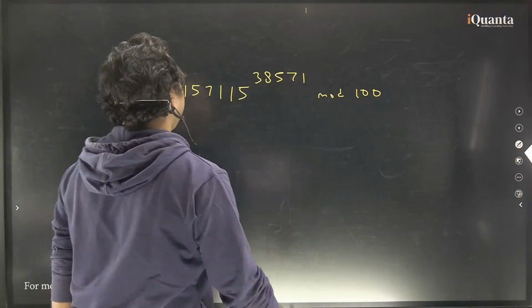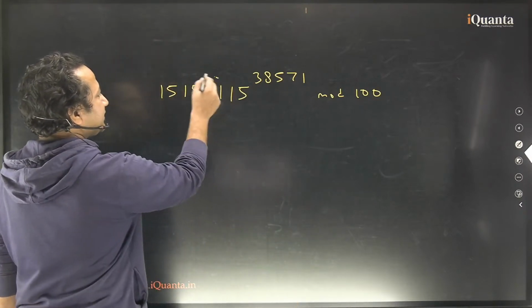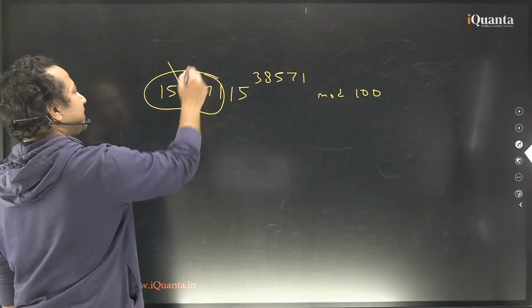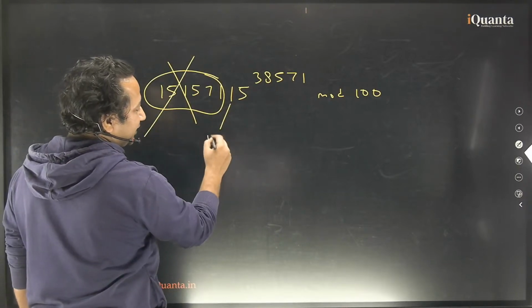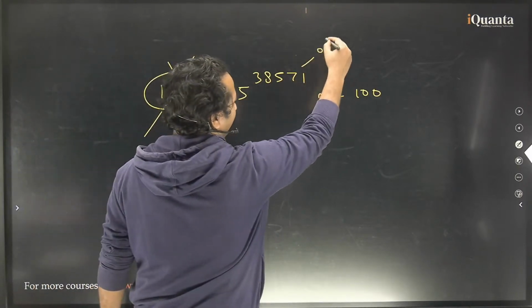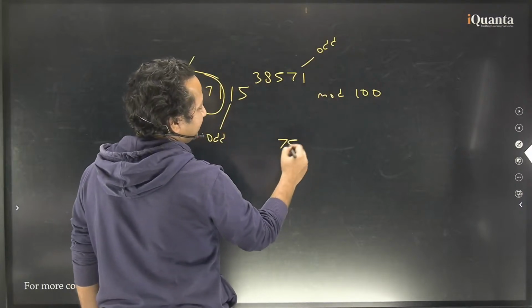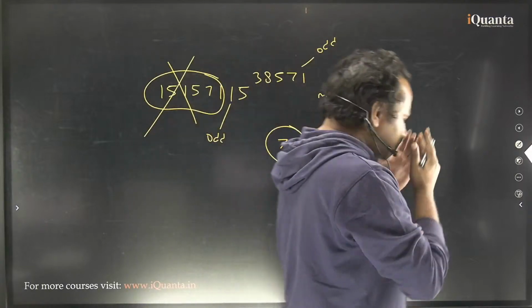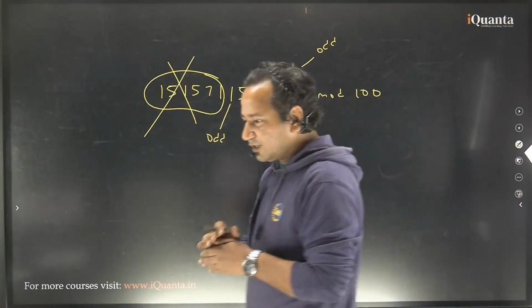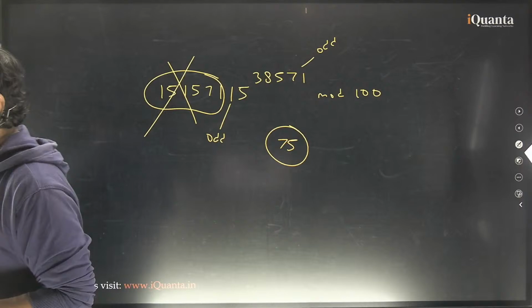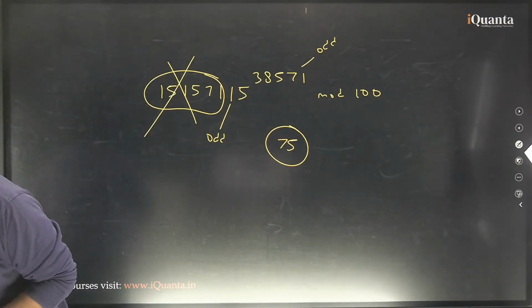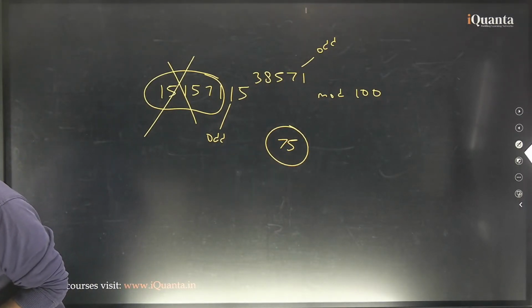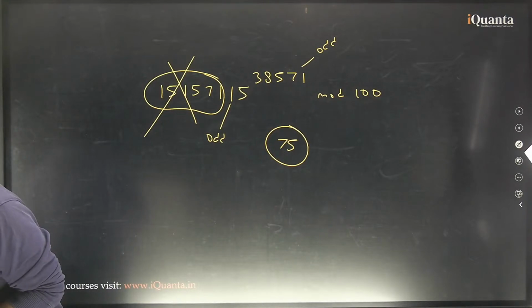Right. So what we have to see here is that all these digits are of no use. We can just ignore this. What is before the 5? Odd. What is the power? Odd. So we'll have 75 as the last two digits. So do you think this is very much helpful? This makes your life actually easy, isn't it?